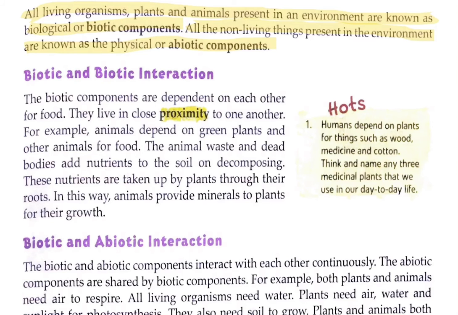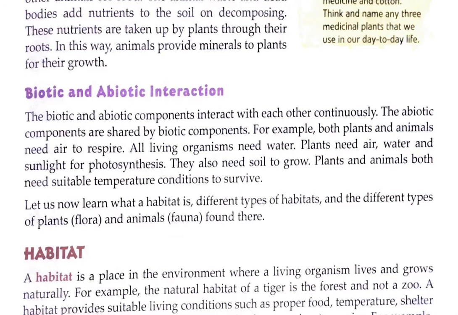Right, biotic and abiotic interactions. The biotic as well as the abiotic components are interacting with each other continuously. The abiotic components are shared by the biotic components. For example, both plants and animals need air to respire. All living organisms need water. Plants need air, water, and sunlight for the process of photosynthesis. They also need soil to grow. Plants and animals both need suitable temperature conditions to survive.